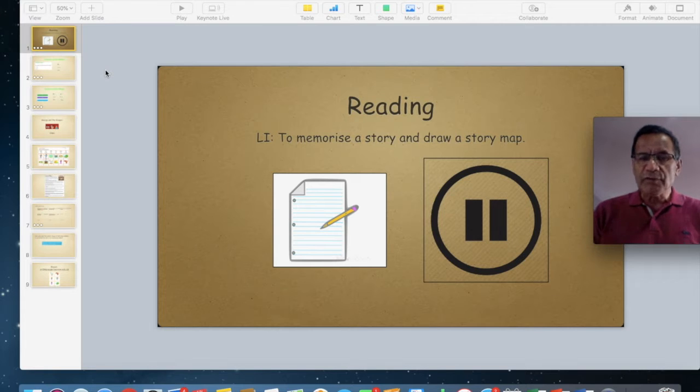Yesterday you watched the video on George and the Dragon. Today we're going to continue with the story of George and the Dragon. So what is our aim today? To memorize a story and draw a story map.